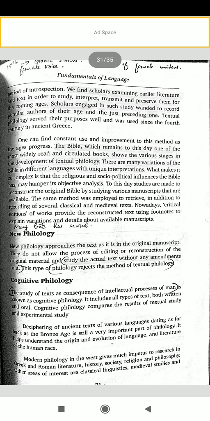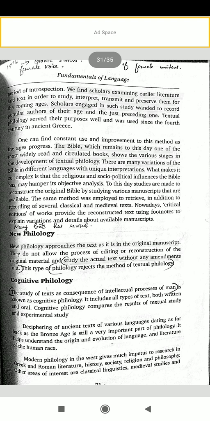Then comes cognitive philology. The study of text as a consequence of the intellectual process of man is known as cognitive philology. It includes all types of text, both written and oral. Cognitive philology compares the results of textual study and experimental study. The text as a consequence of the intellectual process of man: William Shakespeare has written around 37 plays. And with the passage of time, many critics or authors have studied the plays and noted down their opinions. They have published books on William Shakespeare and his plays.